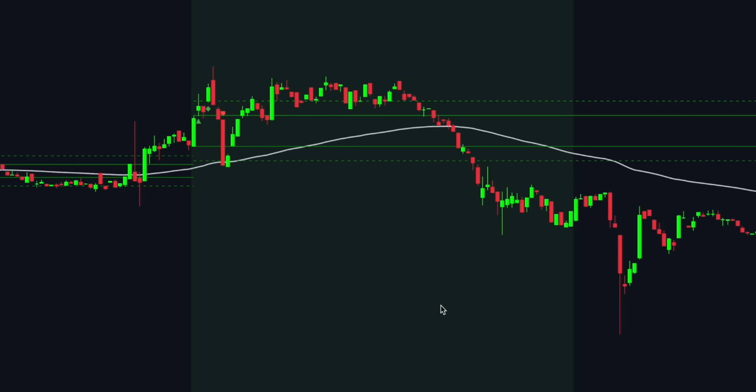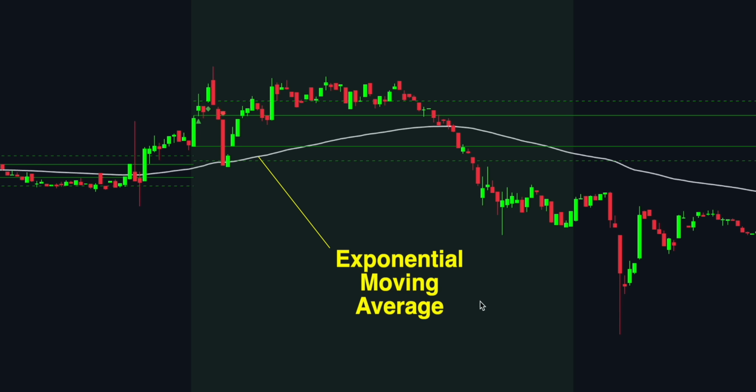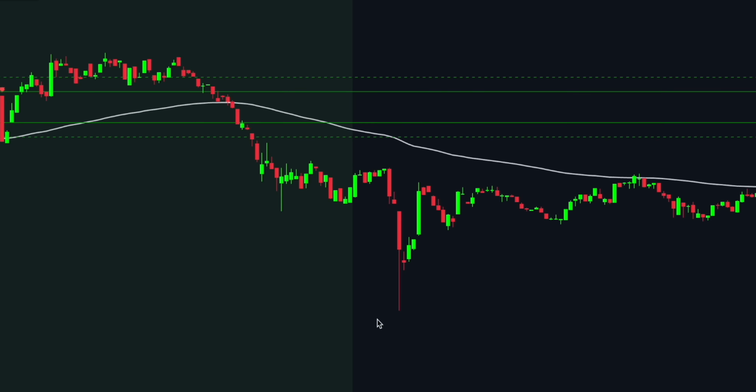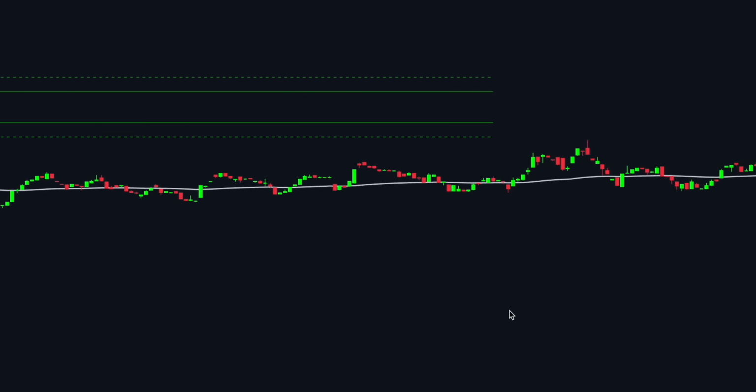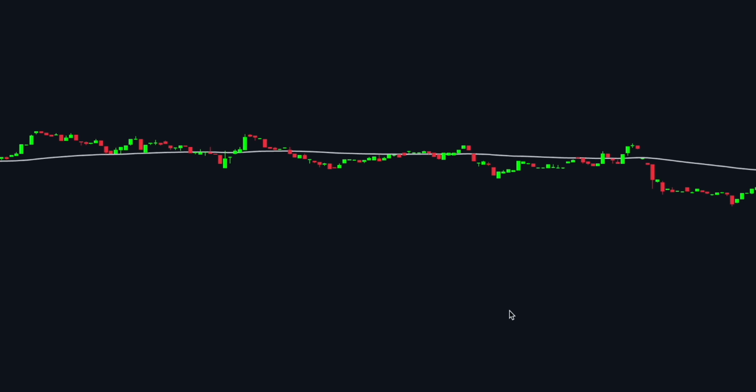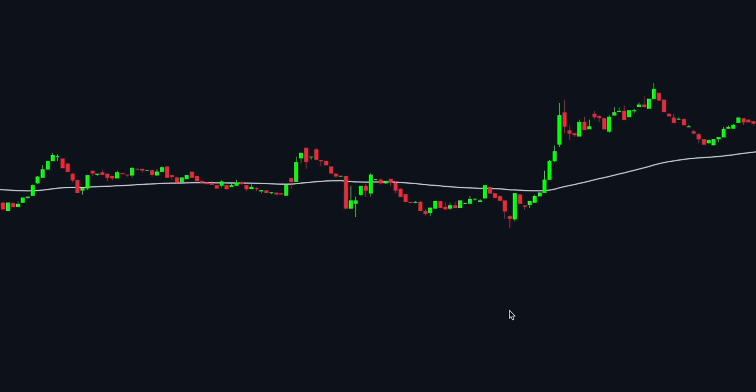The simplest way to do that is to add an exponential moving average to the chart. There is no need to overcomplicate things. A regular EMA with a length set to 100 does a great job at eliminating fake signals.